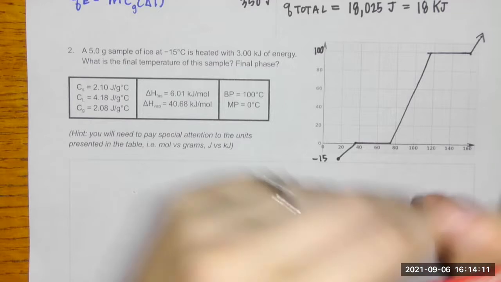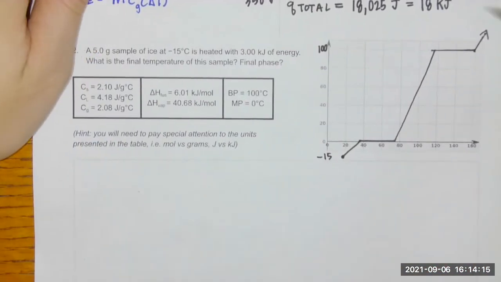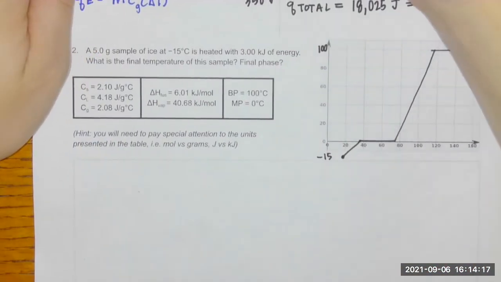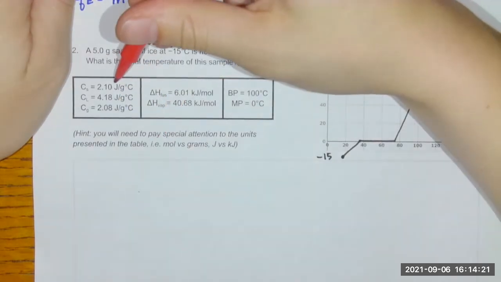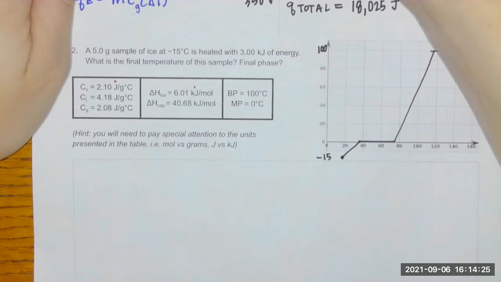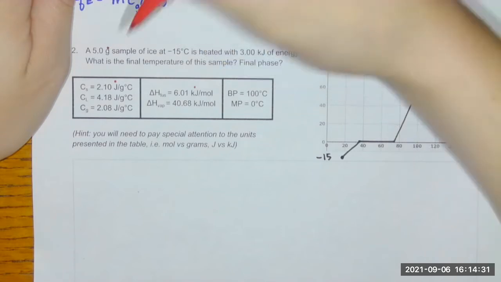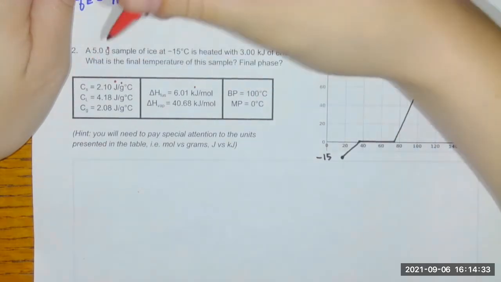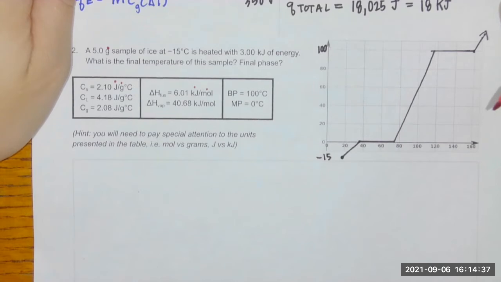That's kind of tricky. Also, this looks a little bit tricky too, because we have to pay attention to the fact that this is in joules and this is in kilojoules. Also, this is in grams, which makes sense for here, but how are we going to do this where it's kilojoules per mole?